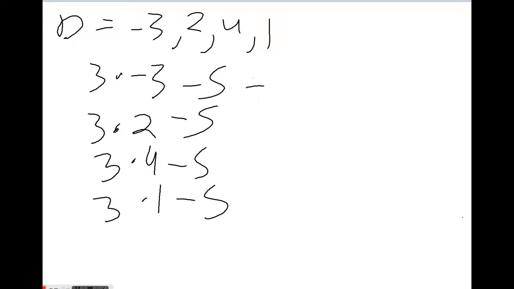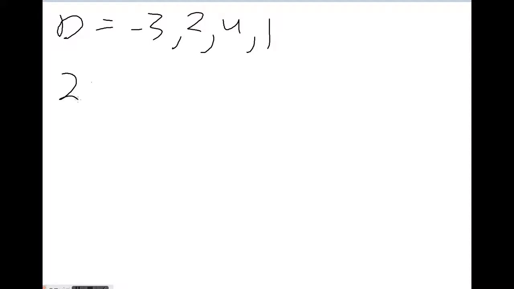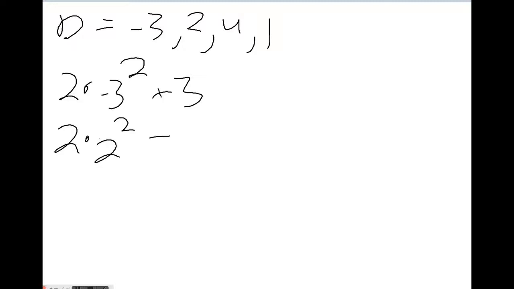Okay. Now the next new problem is 2x squared plus 3. Same philosophy applies. We're just going to replace the x's with those domains. So basically, it's 2 times negative 3 squared plus 3. Next is 2 times 2 squared plus 3. Next is 2 times 4 squared plus 3. Next is 2 times 1 squared plus 3. Right?